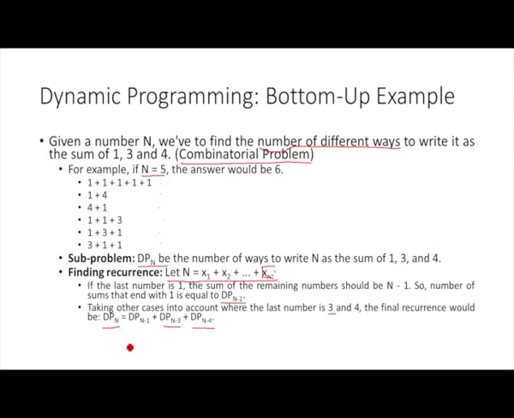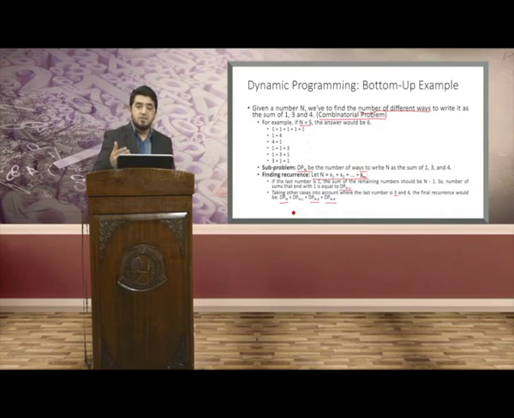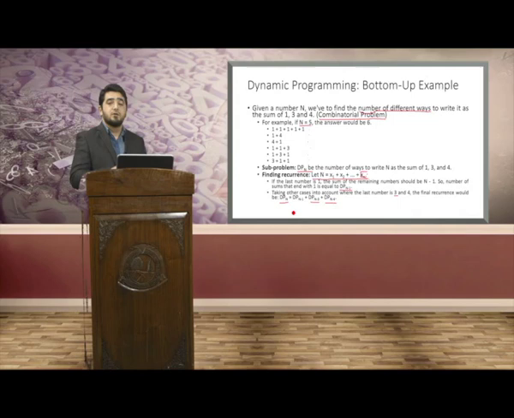So in order to find the number of different ways we can represent n as the sum of 1, 3 and 4, we have divided this larger problem into 3 smaller problems. So the number of different ways to write n as the sum of 1, 3 and 4 has been divided into the sum of the solutions from 3 smaller problems.